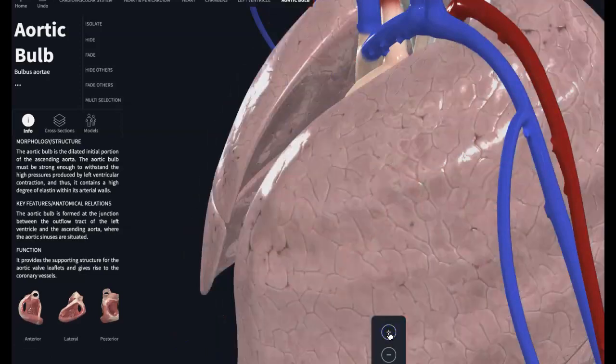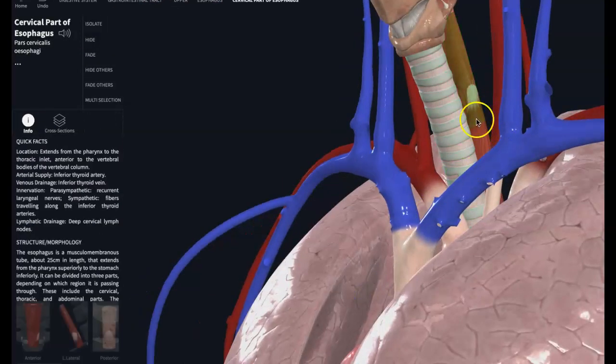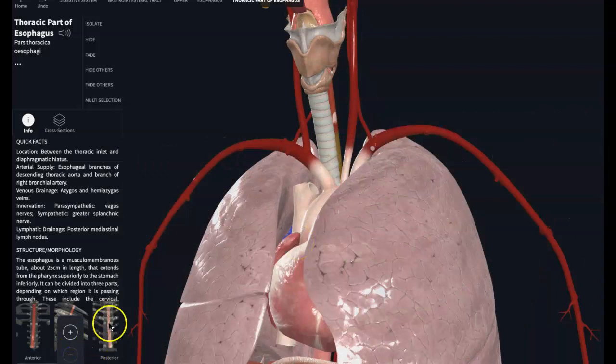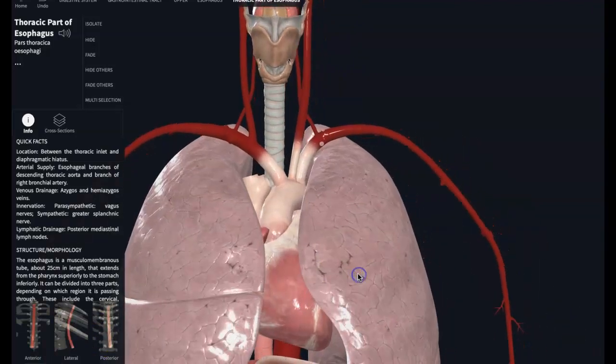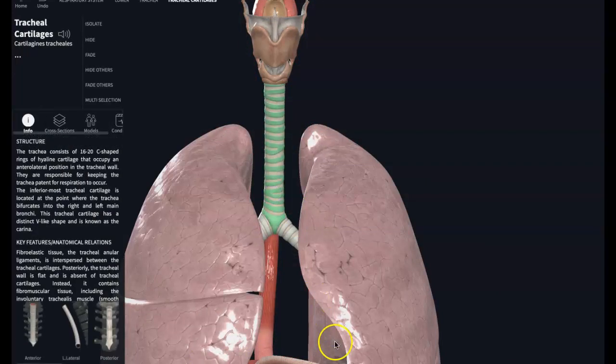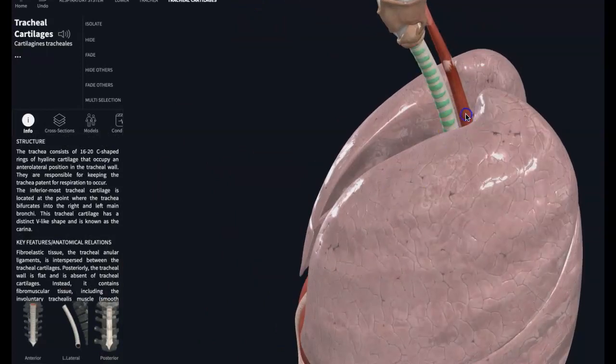Those structures are the trachea and also the esophagus, which is right here. So at that level, if we follow that back from anterior to posterior, the structures are anteriorly the aorta, posterior to the aorta is the trachea, and then posterior to the trachea is the esophagus.